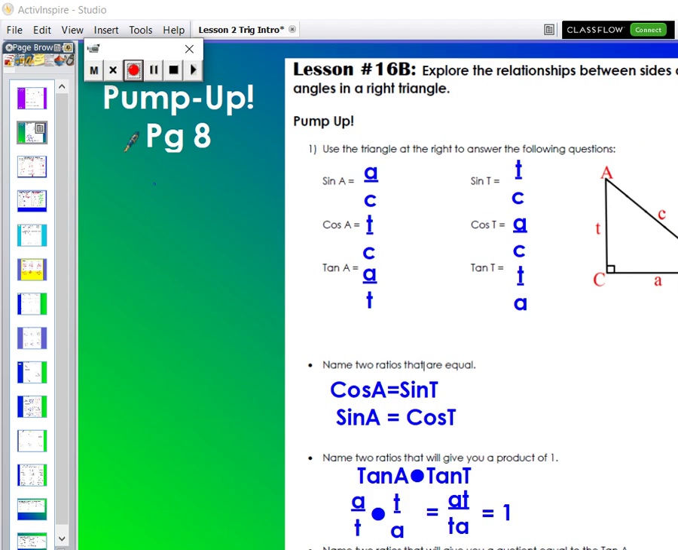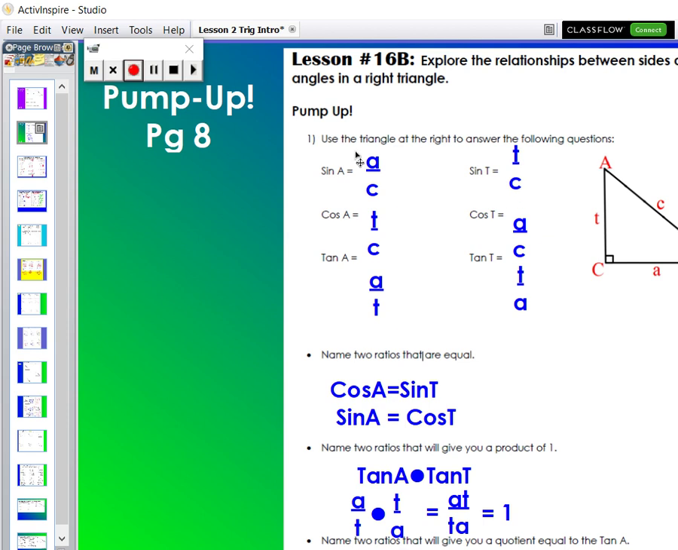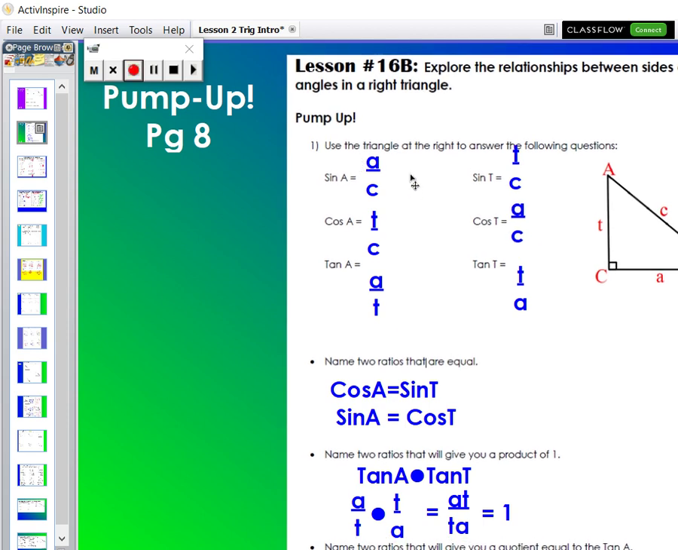Now, if you weren't ready, go ahead and hit pause, go back and try them, and then you can check your work. All right, so here are the ratios. If we're looking from angle A, the ratio for sine is opposite over hypotenuse, so A over C. Cosine would be T over C, which is adjacent over hypotenuse. And tangent of A would be opposite over adjacent, right? So we're finding those sides, opposite and adjacent of angle A.